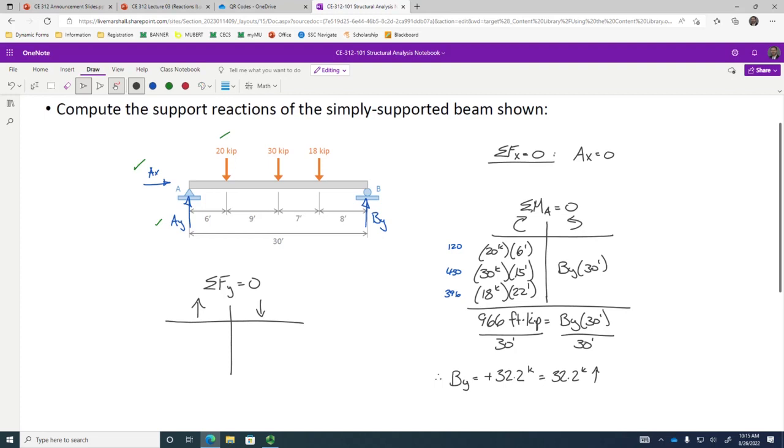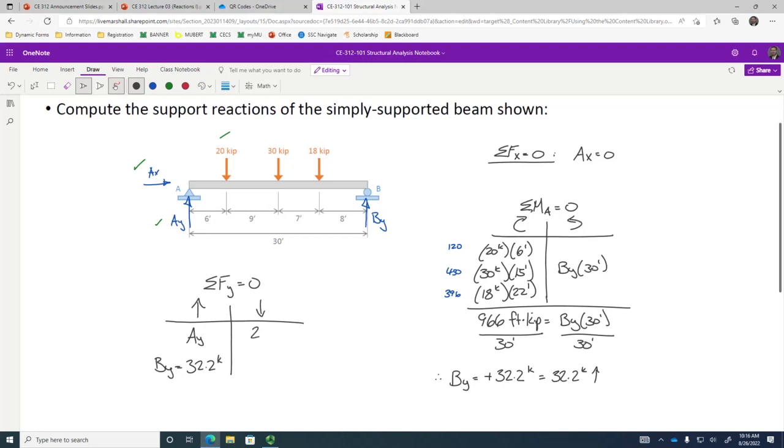So going up, I've got AY and BY, but I know what BY is. I've got AY going up, and I've got BY going up, but I know that's 32.2 kips. Again, if you have problems reading my handwriting, let me know. I will take it personally, but then I will correct it. That was a joke.